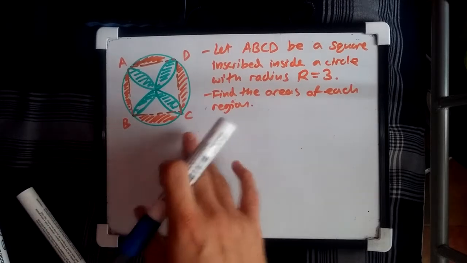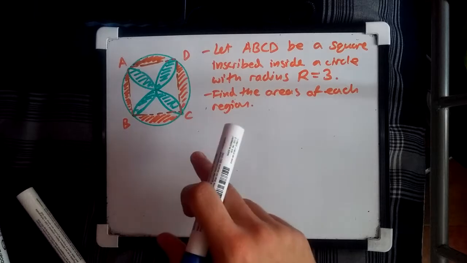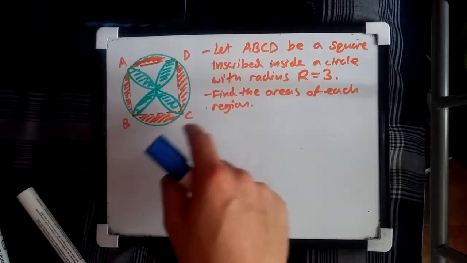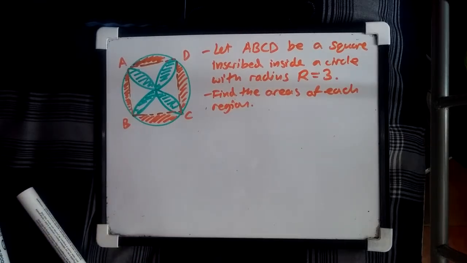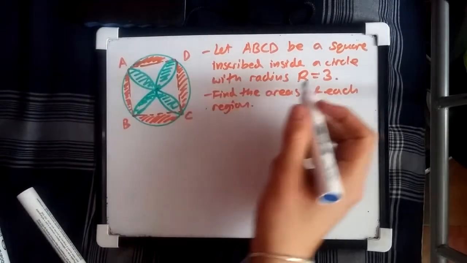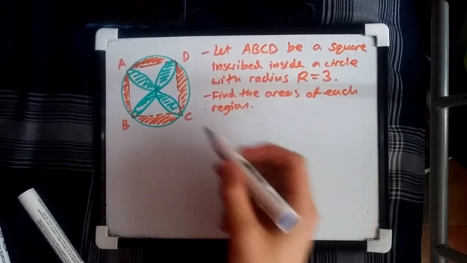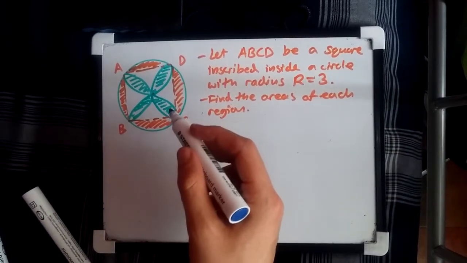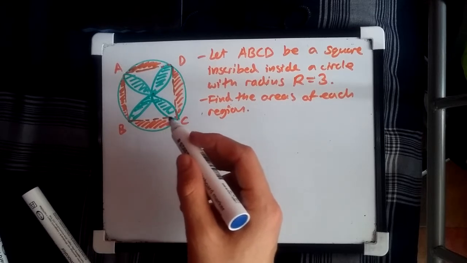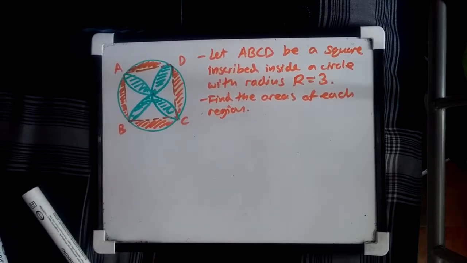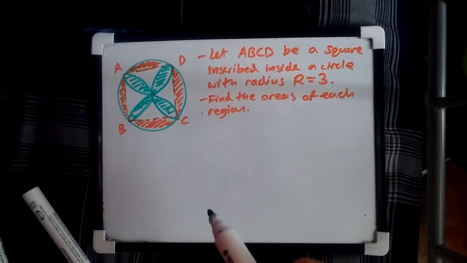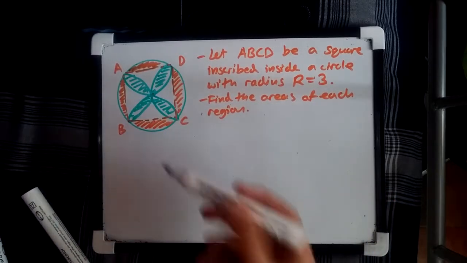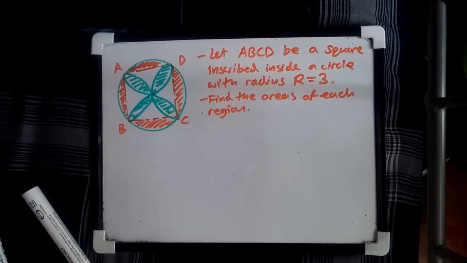So what we have here is a circle, a perfect circle, and inside the circle is a square, ABCD, inscribed within the circle. Here we have the radius of r equals 3. We also have 4 equally sized petals, which are actually semicircle arcs, or sectors if you want to call them that. The idea of this problem is to use all our mathematical techniques to find the areas of each part of the region. So we'll find the area of the white part, the green part, and the orange part.